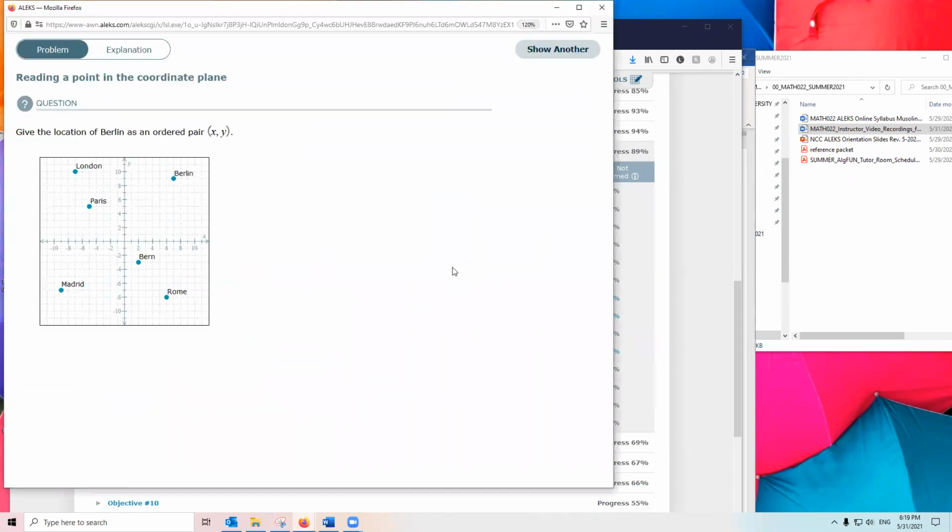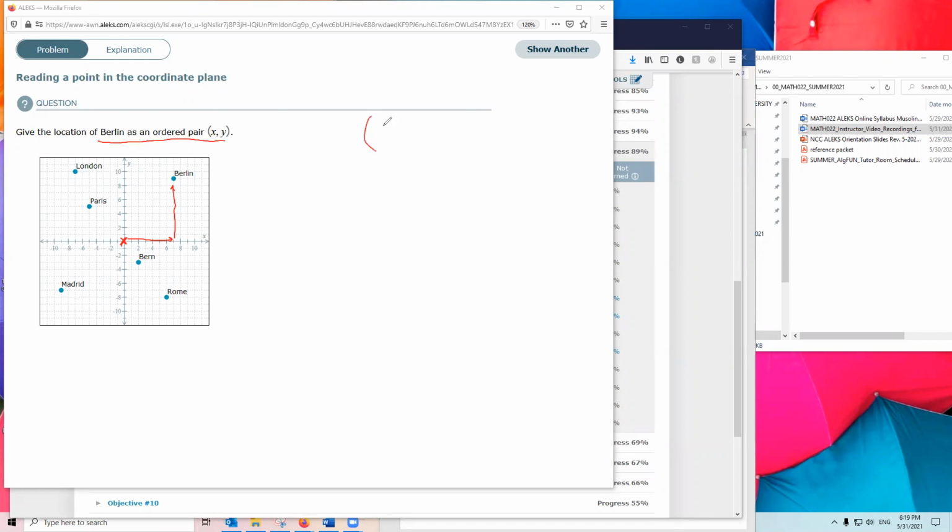In this example, they're going to ask us to locate these different dots or points on this map. When you look at these points, imagine starting here at this location, which I'm marking X. Ask yourself, what horizontal distance would you travel, and then what vertical distance would you travel to arrive at that blue dot labeled Berlin? Notice it says, give the location of Berlin as an ordered pair, X comma Y.